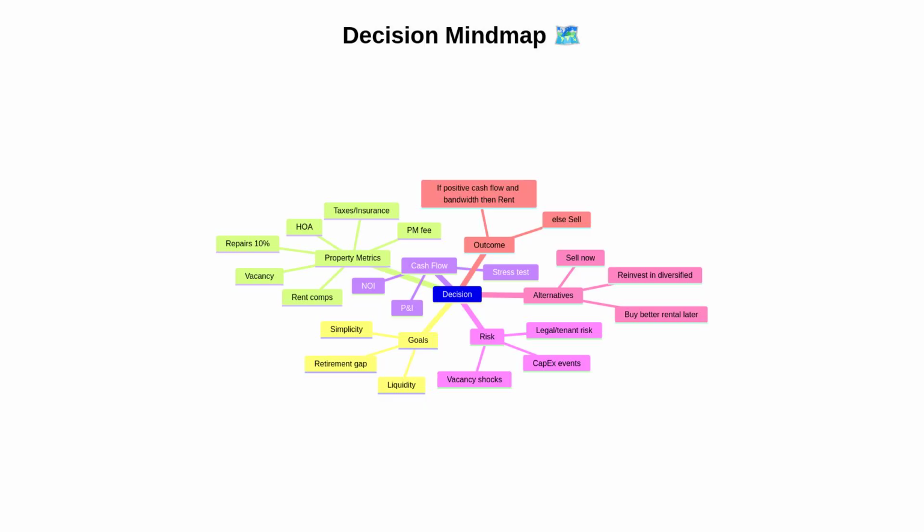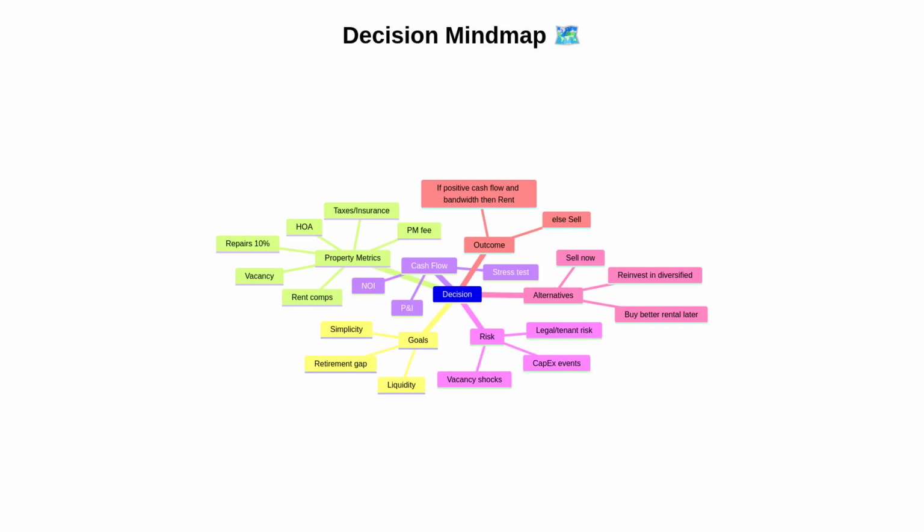This mind map organizes the decision. We begin with the central decision and branch to goals including retirement gaps, liquidity, and simplicity. Next, we consider property metrics, such as rent comparables, vacancy, repairs at 10%, property management fees, taxes, insurance, and HOA dues. We then evaluate cash flow via net operating income, mortgage principal and interest, and stress testing. The risk branch covers capital expenditure events, vacancy shocks, and tenant or legal risks.